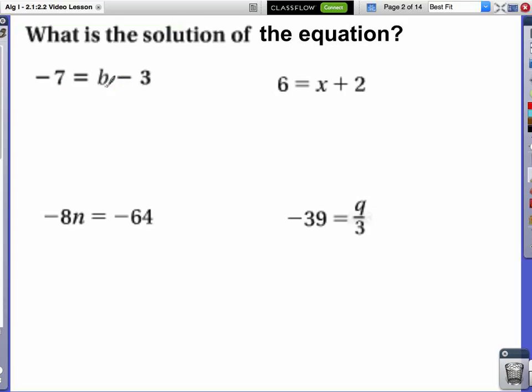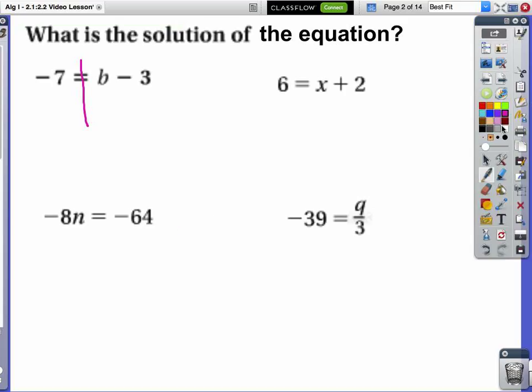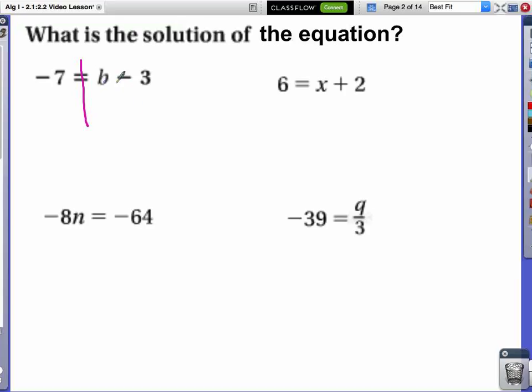So, our first equation right here, negative 7 equals b minus 3. What you can do is always put a line through the equal sign, and then when you solve, what you do to one side of the equal sign, you have to do to the other. So b minus 3, to get rid of a minus 3, we add 3. So we have b equals negative 7 plus 3, negative 4. Now you can use a calculator, but you always have to write the original equation and you have to show your steps of solving. You can do this part with a calculator if you need to.